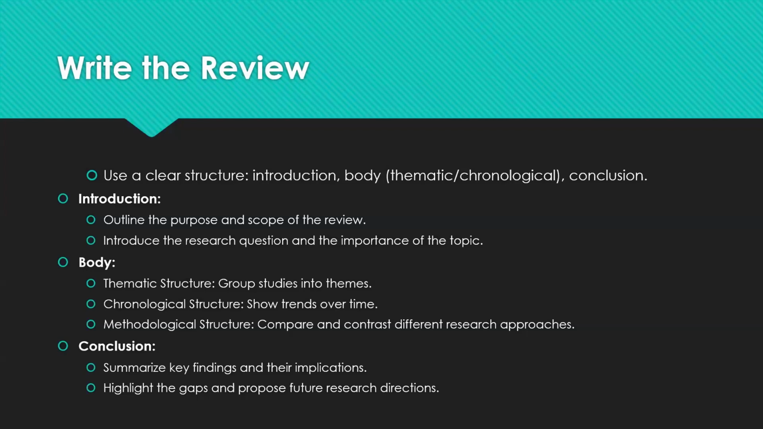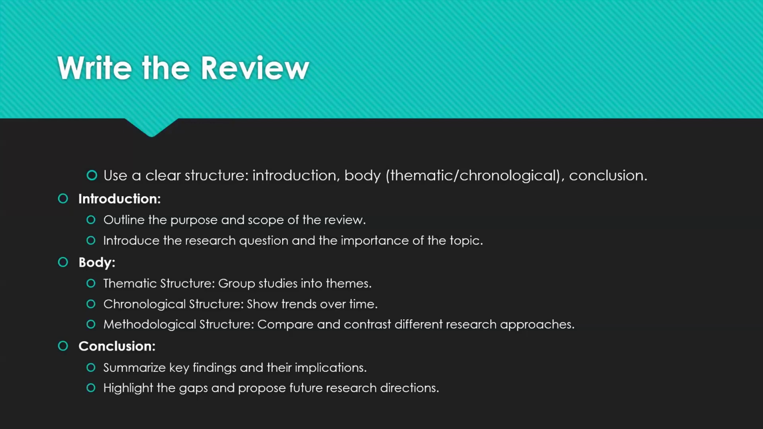And the second thing is the body. In the body, you organize the review according to a structure which best fits the literature being reviewed, where you can use different kinds of structures like a thematic structure, a chronological structure, or a methodological structure. Thematic structure groups studies by common themes or topics. This structure helps to identify related findings and the trends that have been prevailing in the particular field. Then the second one is the chronological structure.